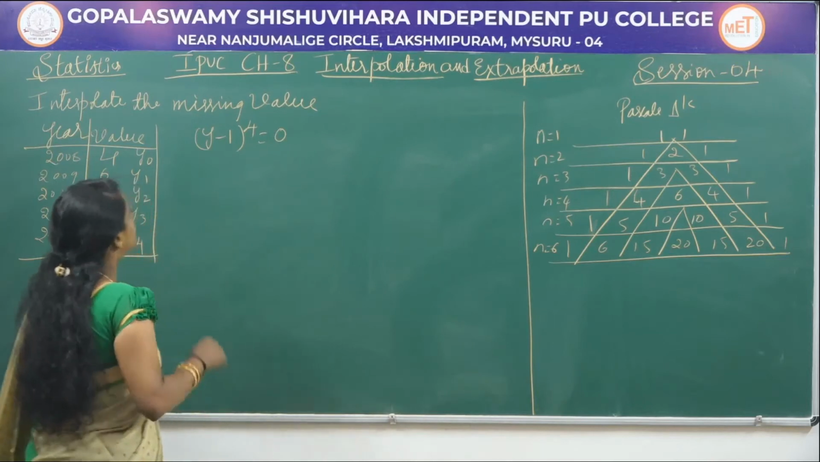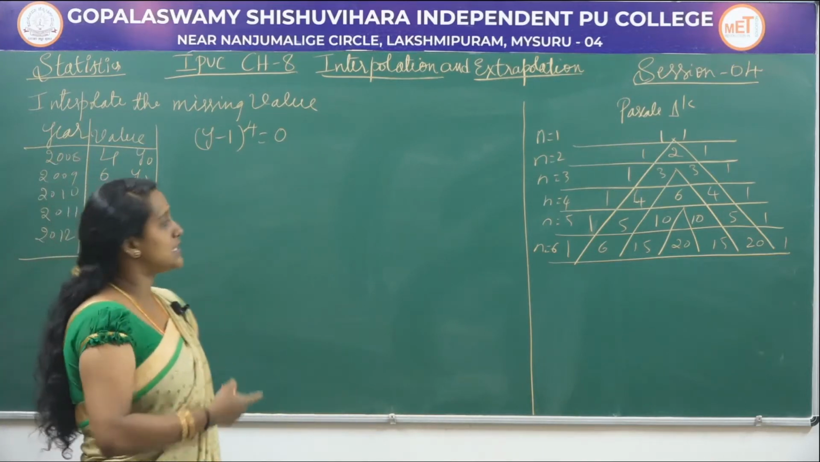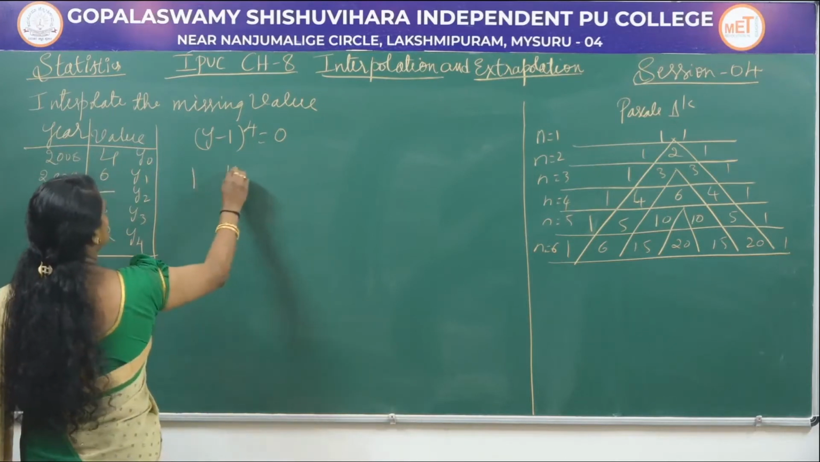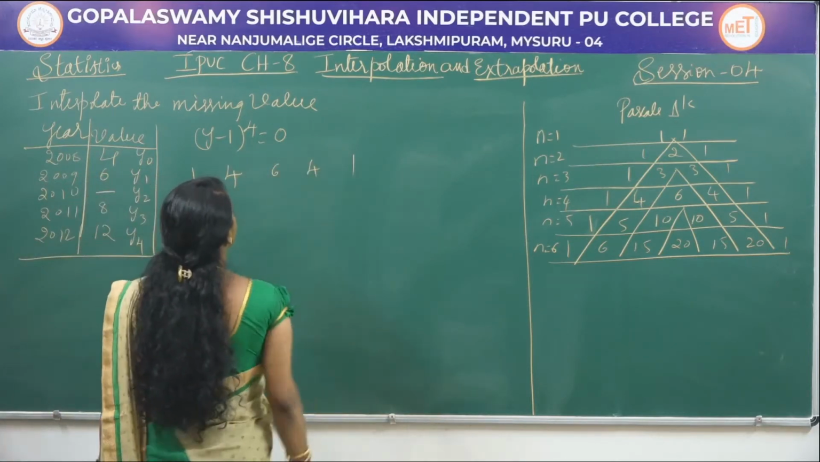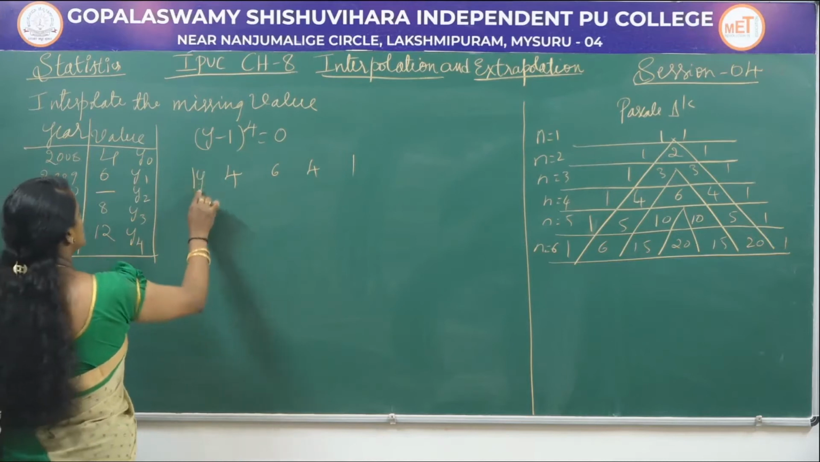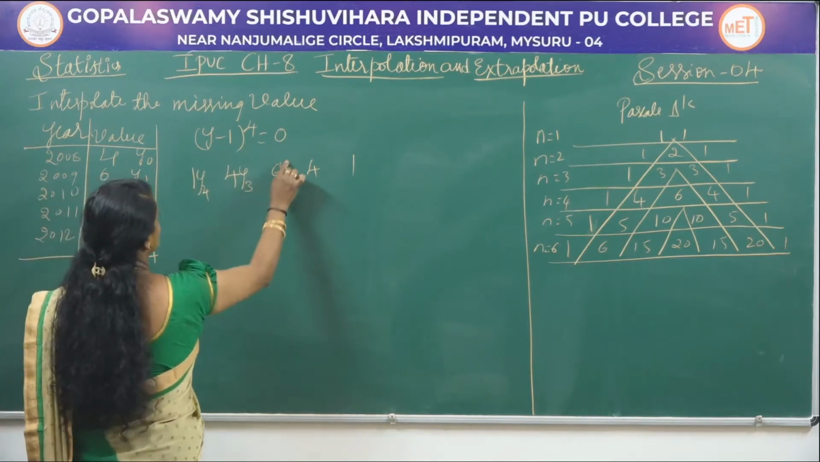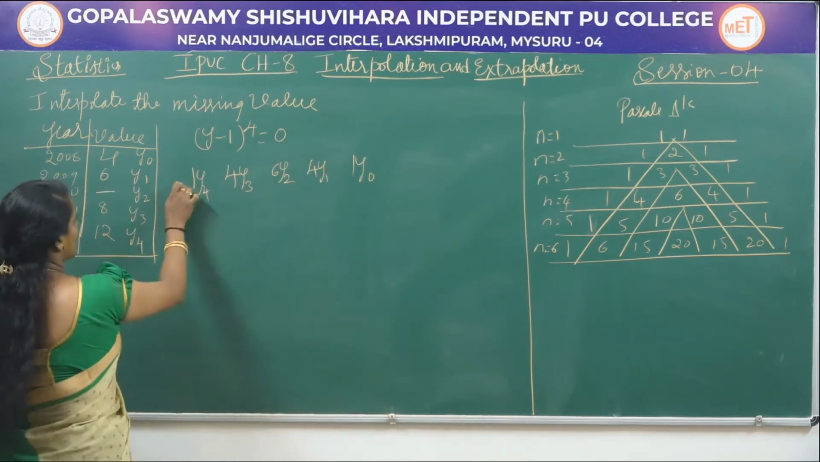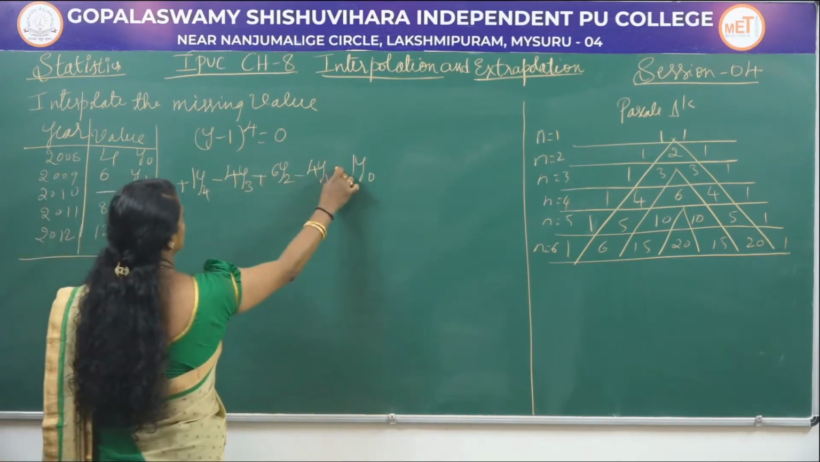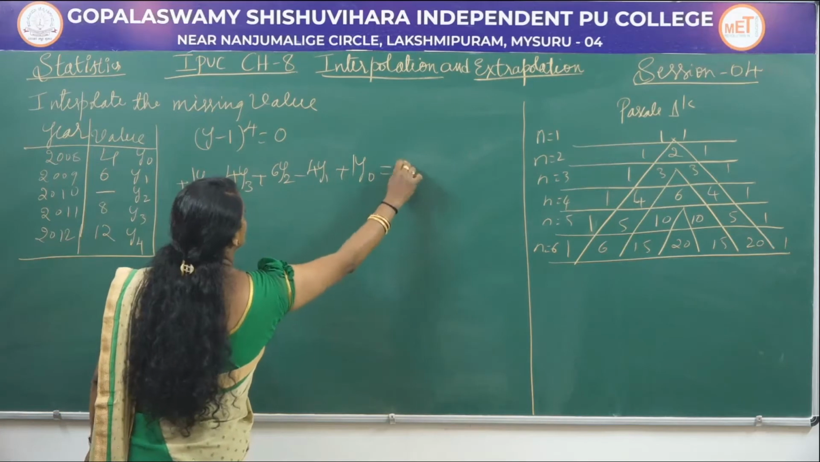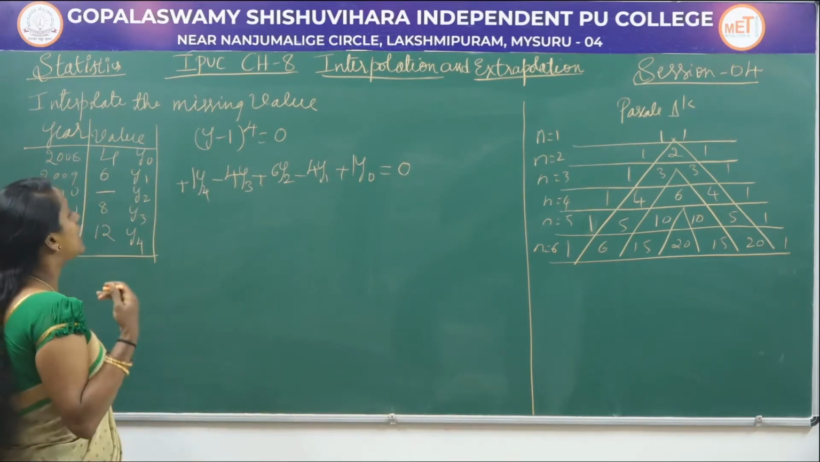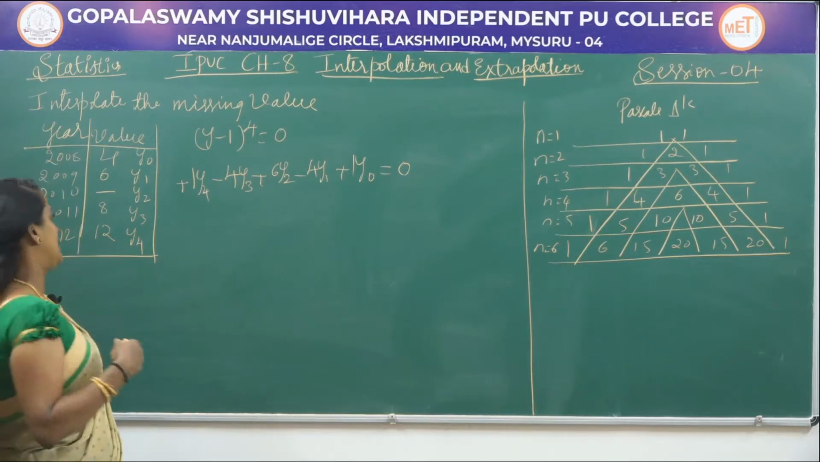For this problem, for n is equal to 4, the constants are 1 4 6 4 1. I will take that 1 4 6 4 1 and write down the y values: y4, y3, y2, y1, y0. Next, the signs should be alternating signs. At last you should equate this to 0. Then for this equation, substitute the y values.